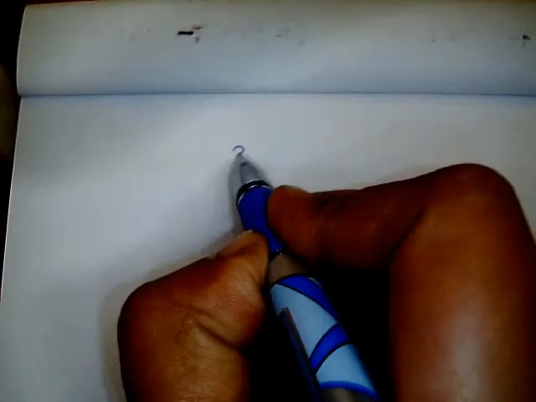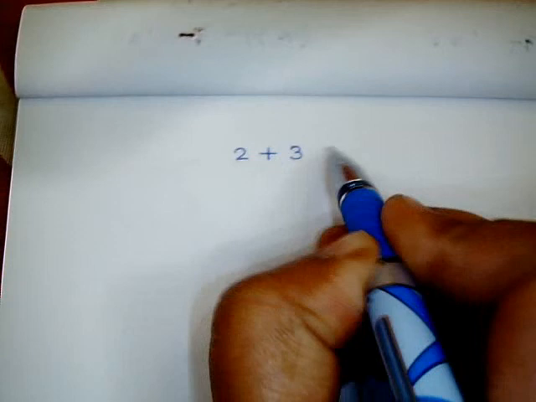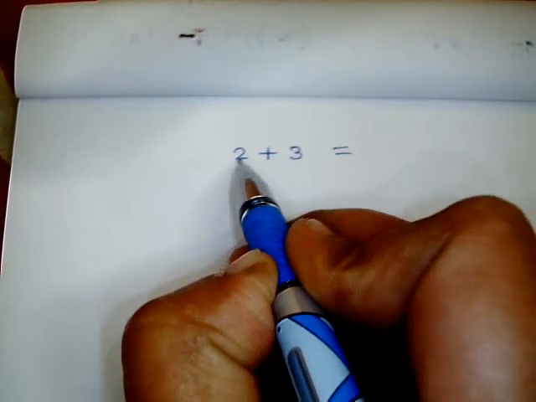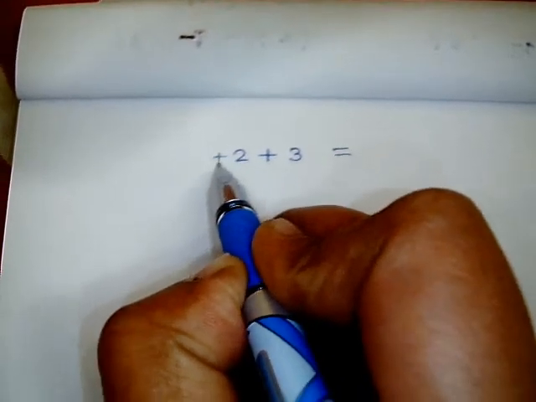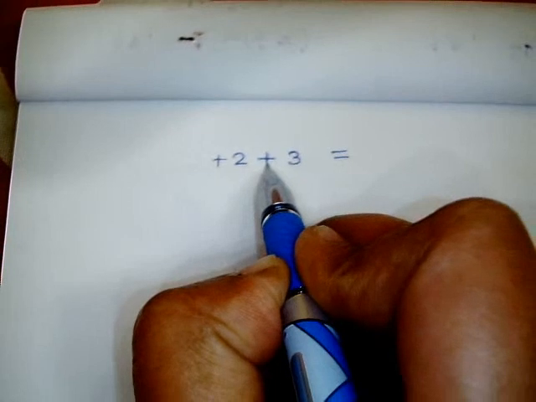Okay, now in this video I'm going to talk about simplification of like and unlike terms, and I will show you with the help of examples. So the first example is 2 plus 3. It will get added because the 2 is a positive sign and the 3 is also a positive sign, so they will get added.